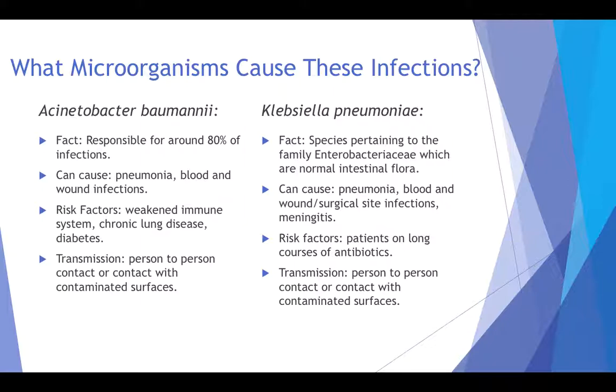Next, we have Klebsiella pneumoniae, which is another bacteria. Interestingly, this bacteria is found in our normal intestinal flora, and it pertains to the family Enterobacteriaceae. An infection with this particular microorganism can cause pneumonia, blood and wound infections, and meningitis. Some of the risk factors are patients on long courses of antibiotics, and it can be transmitted from person to person as well as contact with contaminated surfaces.